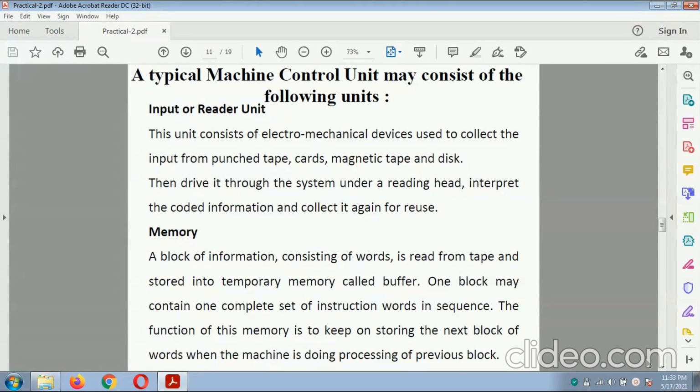This unit consists of electromechanical devices used to collect the input from punch tape, card, magnetic tape and disc, then drive it through the system under a reading head, interpret the coded information and collect it again for reuse. The memory. The block of instruction consisting of words is read from the tape and stored in a temporary memory called a buffer. One block may contain one complete set of instruction or words in a sequence. The function of this memory is to store the next block of words while the machine is processing the previous block.